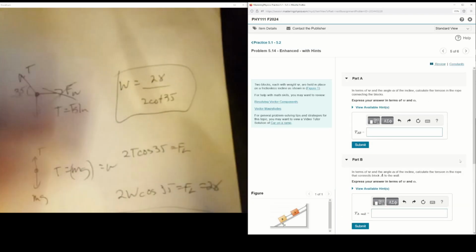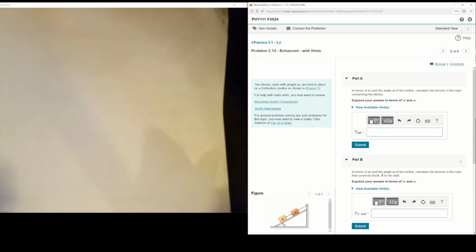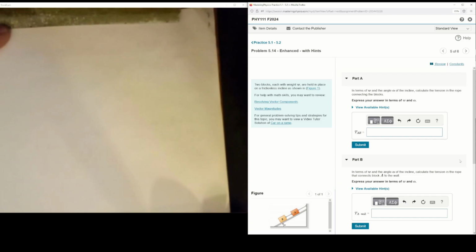Two blocks and a ramp. Always a good question. Two blocks on a ramp, and getting the force, the tension between those ropes. So let's see what we got. In terms of weight and the angle of the incline, calculate the tension in a rope connecting the blocks.